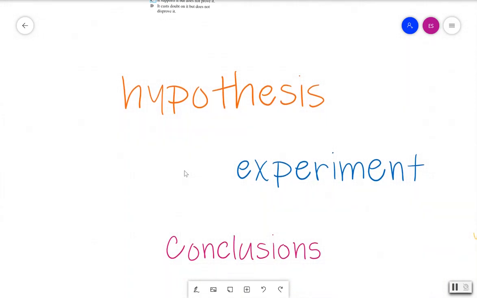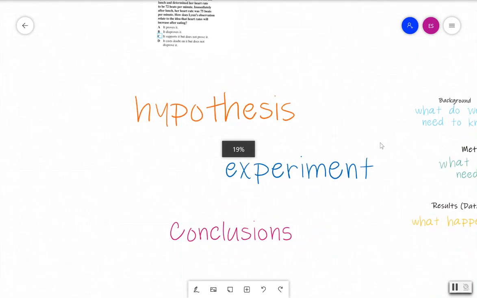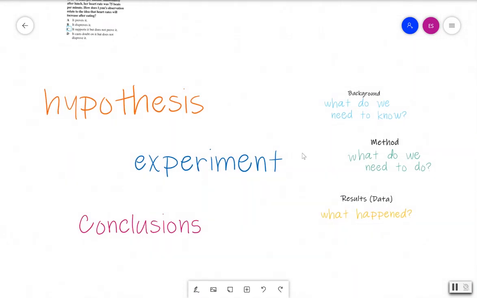So let's take a bigger look at an experiment and talk a little bit about some more examples from the HiSET. An experiment has three parts: background, method, and results. The background is asking, what do we need to know? Basically, what do we need to know before we start? Is there any basic information that's going to help us approach this experiment wisely?